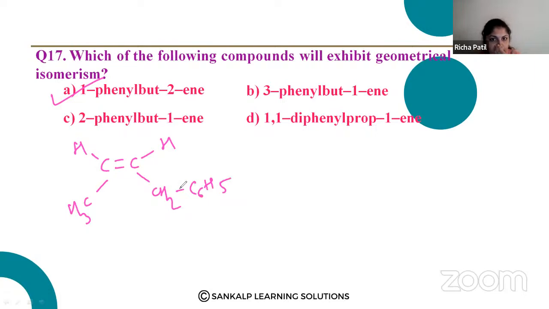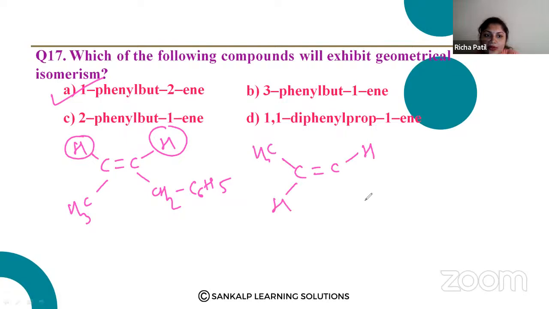So one of the compounds which will exhibit geometrical isomerism. These are on the same side, so it is cis. And if you write both on the other side, like this, then it is trans. Like this, you are going to write the geometrical isomers. So A is the correct answer.